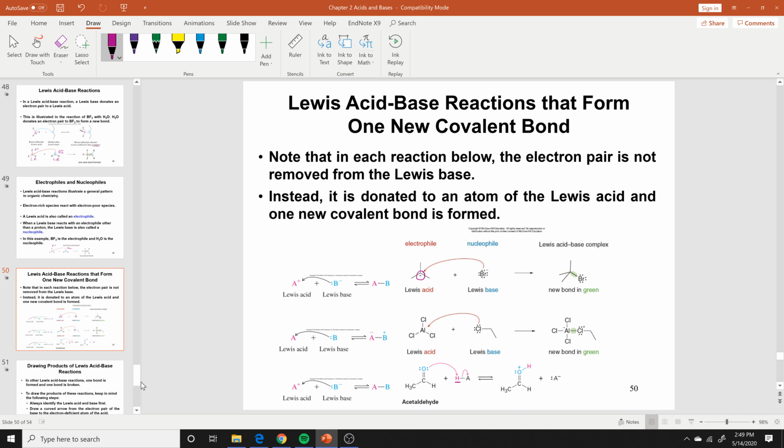Your arrow is always going to be from the nucleophile towards the electrophile. See how I'm doing it? From the nucleophile towards the electrophile, you're going to make a complex in this case.